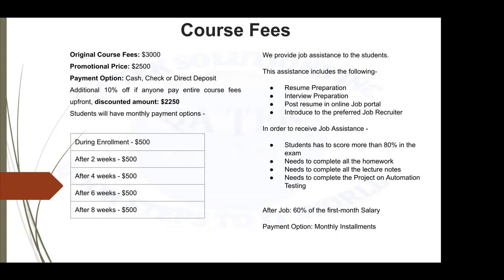If you fulfill all these criteria, definitely you will have a 90 to 100% chance of getting a job right away once you finish the course. Once you get a job, if you took our job assistance, you need to pay 60% of your first month's salary. Whatever salary comes up, we don't know; if you get a job, we'll do the calculation. And you will have the option of monthly installments. So that's the overall picture of our course.